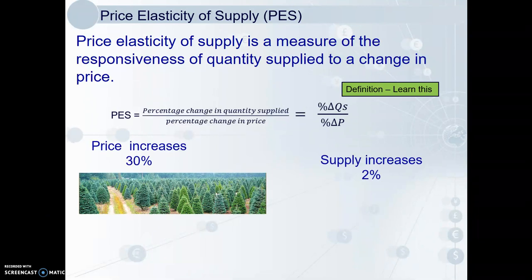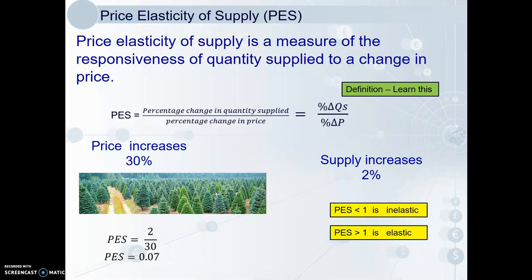One year, due to extra demand, the price increases by 30%. Quantity supplied may increase by 2%. Pause now and calculate the PES of Christmas trees. Okay, 2/30 is 0.07, and we follow the same rules as PED, where a value less than 1 is inelastic.